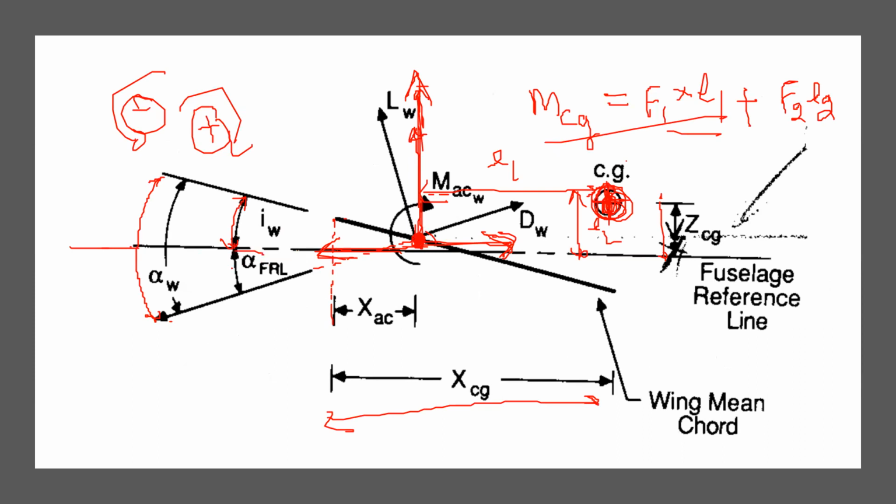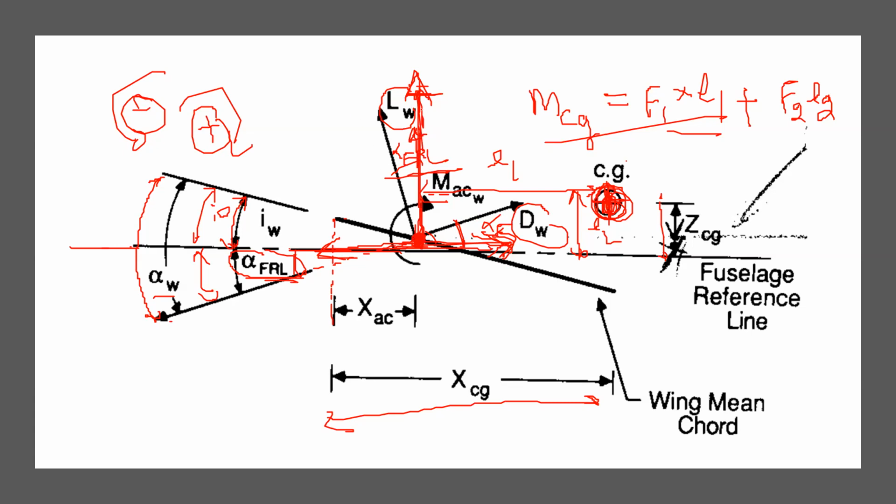You need this alpha with respect to the fuselage reference line, because we are decomposing the forces along this fuselage reference line and perpendicular to the fuselage reference line. So for both forces, for the lift force and for the drag force, we need the angle from the fuselage reference line. So this is the angle we need. If you look at the geometry, this angle is IW, and this is alpha W. So this is the remaining angle, alpha FRL, and this is also alpha FRL. It becomes alpha FRL here for the lift also, right?